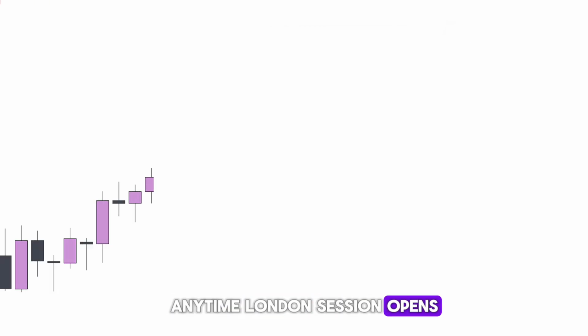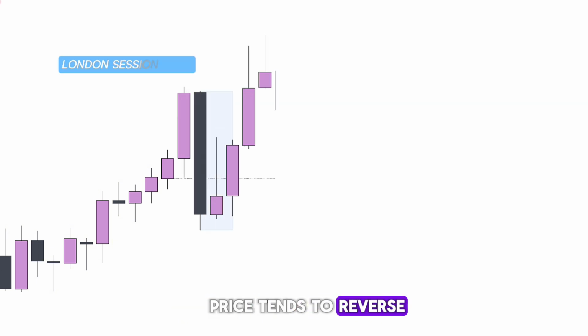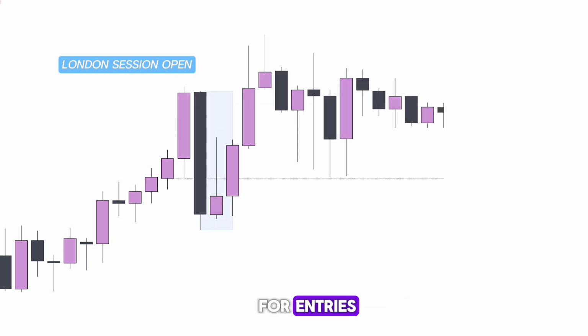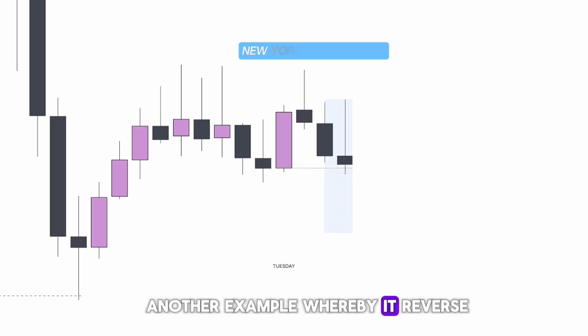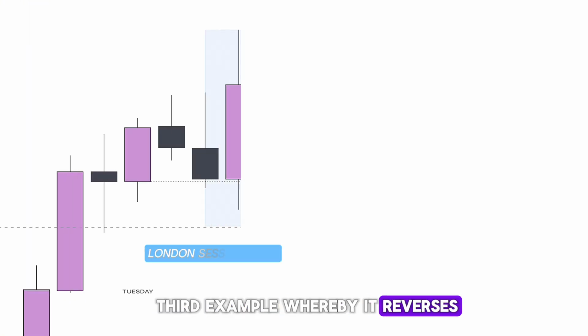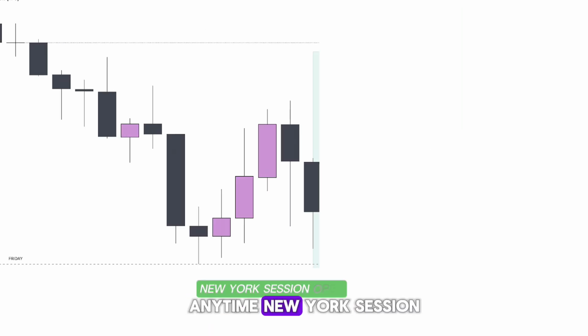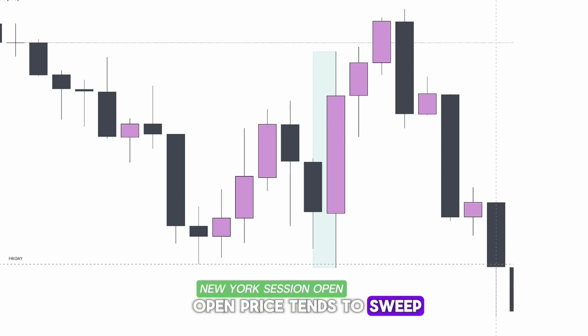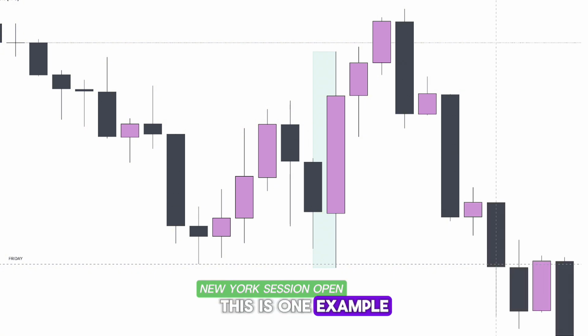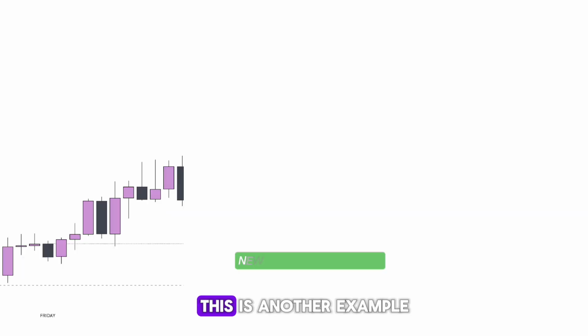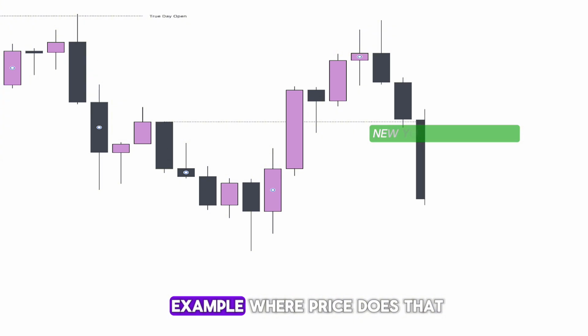That is literally it. So what you want to do is capitalize off this trending on Asian session. While for London session, anytime London session opens, price tends to reverse. That's literally it. So you want to be looking for entries, which I'm going to teach you to capitalize on this. Here is another example whereby it reverses, and here is the 3rd example whereby it reverses. So that's Asian and London session. For New York session, anytime New York session opens, price tends to sweep and then trend.